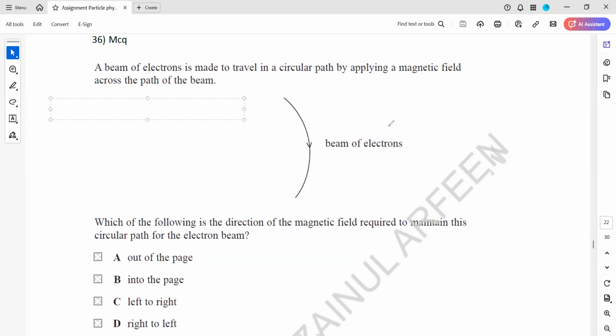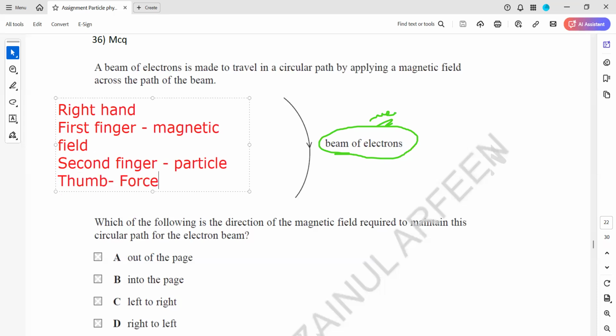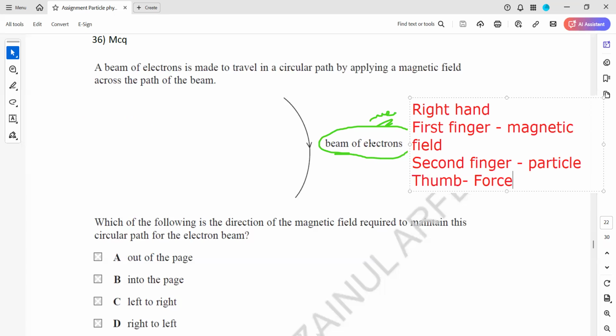In this case, it's a beam of electrons. Electron means it's negative. Which hand will we use? We'll use our right hand. In the right hand, the first finger should represent the direction of the magnetic field. The second finger represents the direction of the particle, which direction the particle is moving. And the thumb will show the direction of the force. So we'll apply the rule and figure out which direction the magnetic field is pointing.